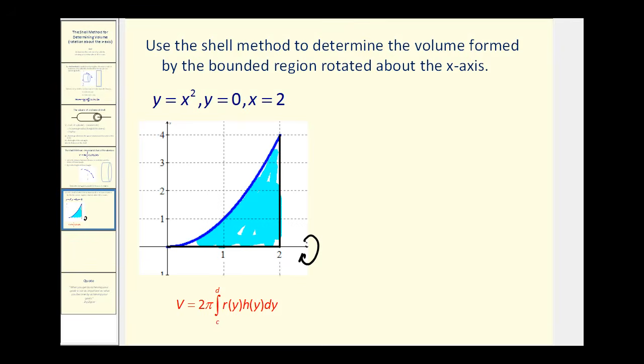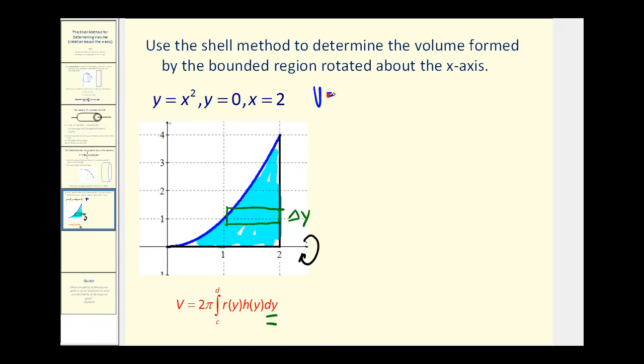And since we'll be using the shell method, the rectangle that would generate one shell would be parallel to the x-axis. So it might look something like this. And since the thickness of this rectangle would be delta y, that's telling us we integrate with respect to y, as we see here. So let's go ahead and see if we can set this up.